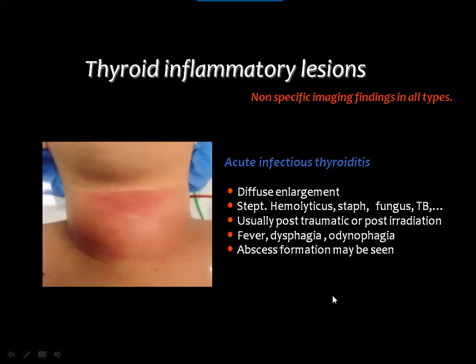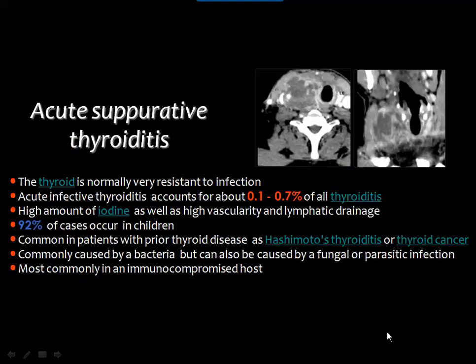An acute infection of the thyroid may be the sequelae of a staphylococcal infection or hemolyticus or other types of bacteria, including also sometimes some types of fungi and specific organisms like TB. In some cases, it may be the sequelae of trauma or irradiation, and the imaging findings are usually non-specific.